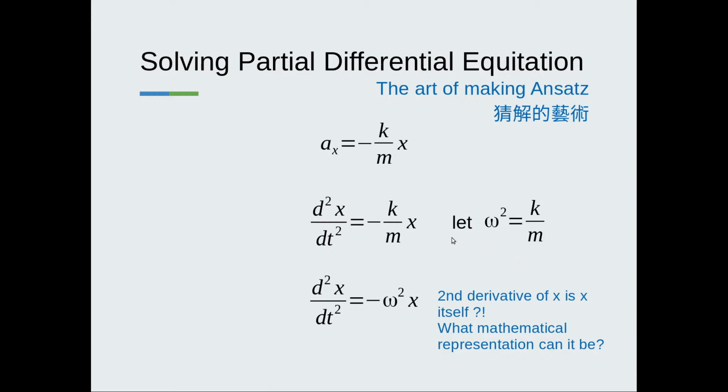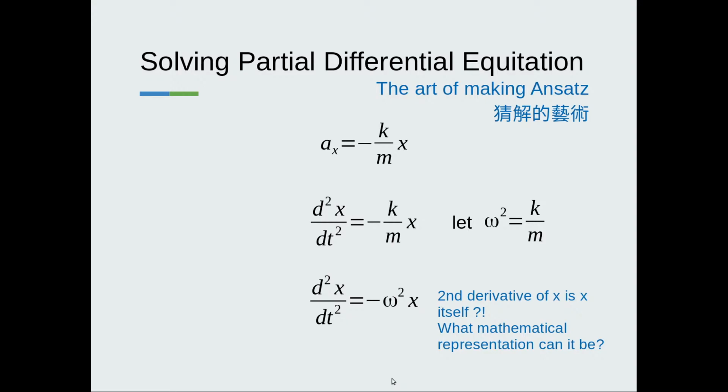In order to make the derivation clean, we just simply set k over m as a new parameter called omega squared. Okay, so now this is our trick, and this is how we arrange these equations.